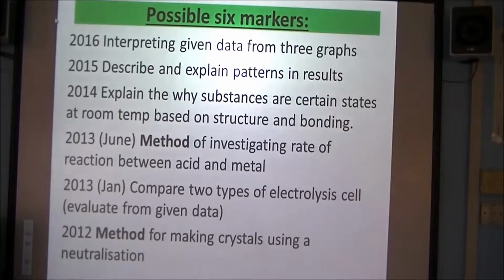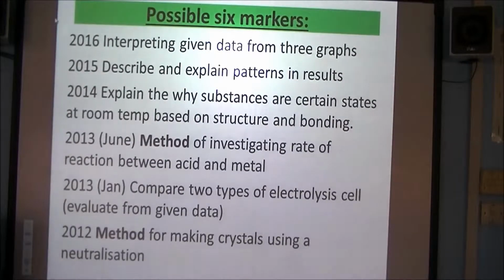Now if you look at the words in bold, 2013 and 2012 both had the requirement for you to write a method. That was a few years ago. It hasn't come up for a while. And the exam board seem very keen on your ability to write methods. That's where my money is at the moment, that you're going to be given some apparatus or a description of an experiment, and you will need to come up with a method either to investigate something, so changing a variable, seeing the effect, or a method, for example, to make a salt. We'll look at those in just a moment.